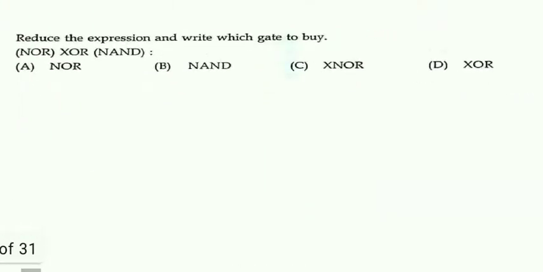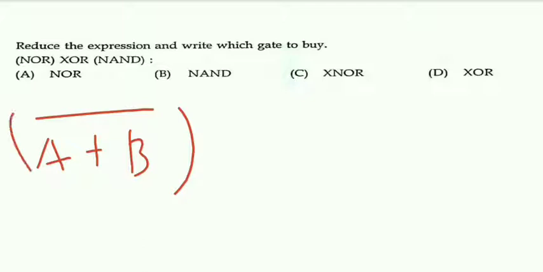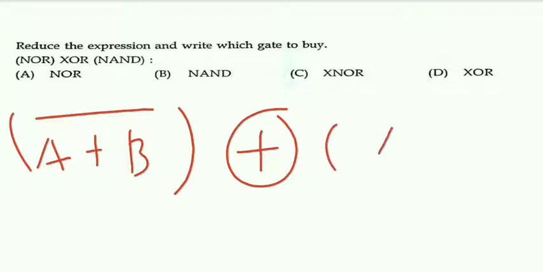Now we go to next question. Reduce the expression and write which gate: NOR into XNOR and NAND. So this question can be solved very simply. NOR means if you are having A and B as input, NOR will give A plus B whole bar. This is our NOR. This is our XNOR. NAND is A dot B whole bar. So this is the thing we got.